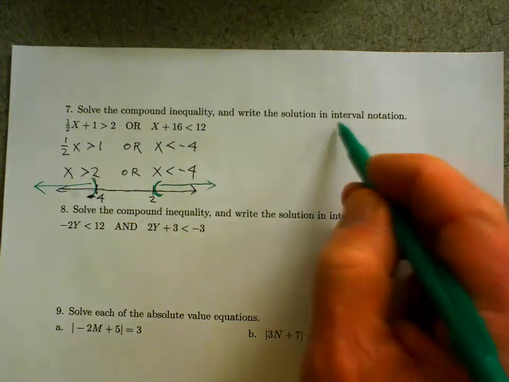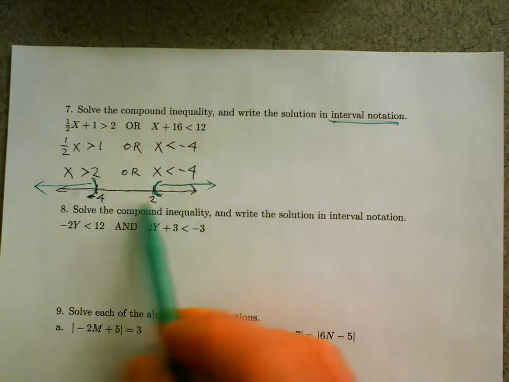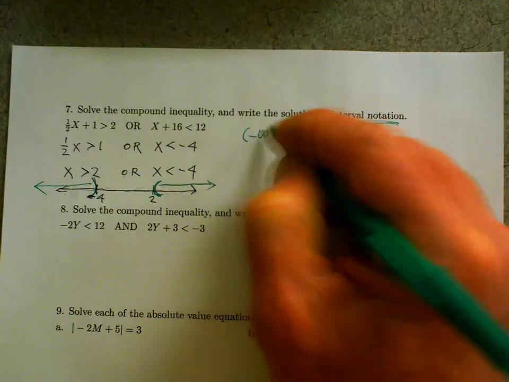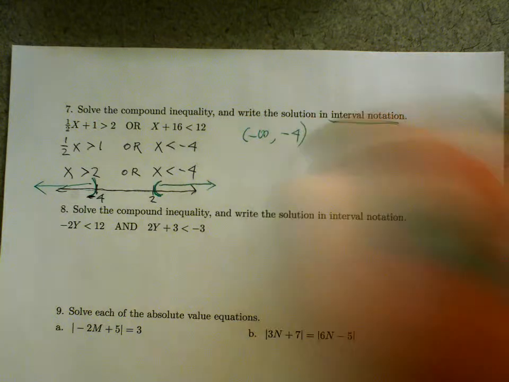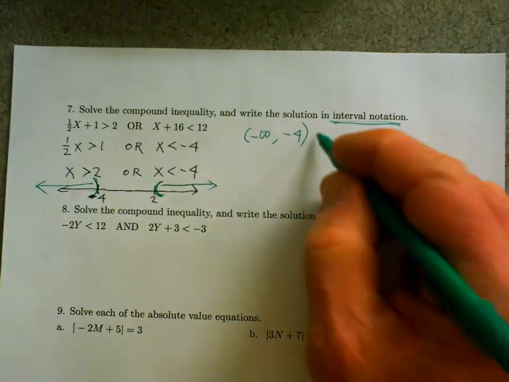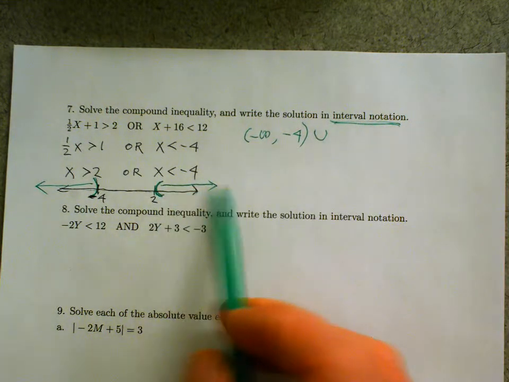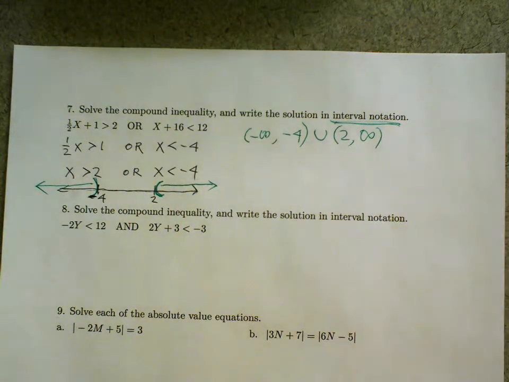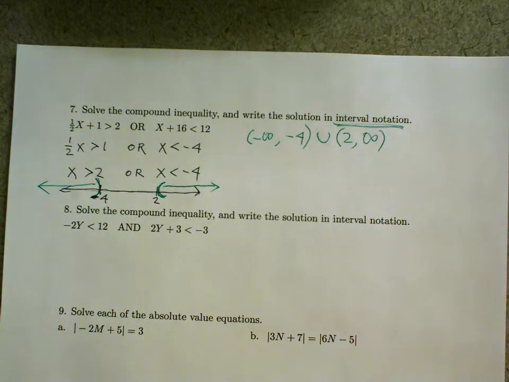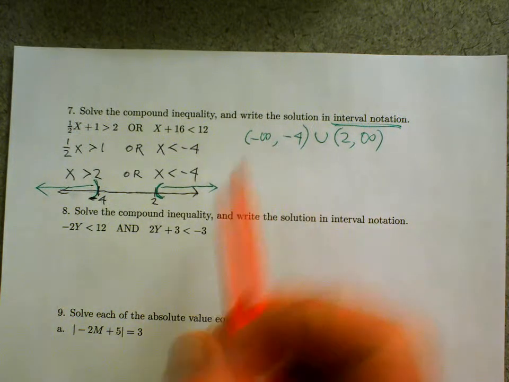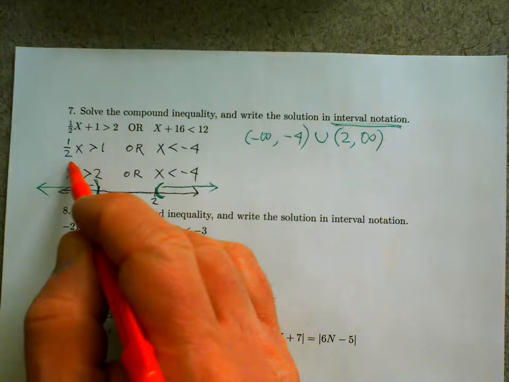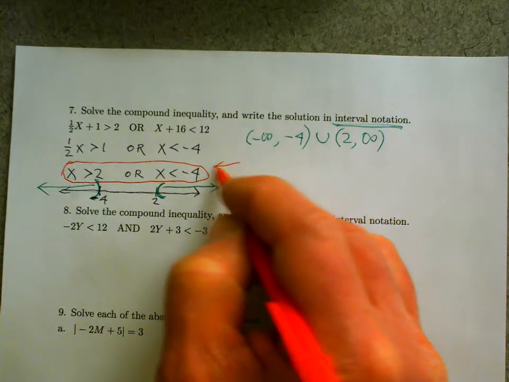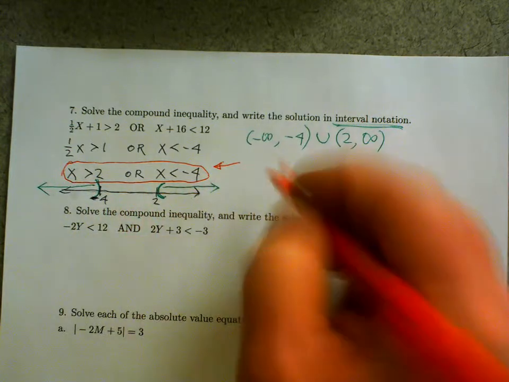So the interval notation, this part of the number line is from negative infinity to negative 4 parenthesis, and then we use the union symbol. The other part of the number line is parenthesis 2 comma infinity. So incidentally, even though the algebraic notation is not requested as an answer, this part is the algebraic notation.